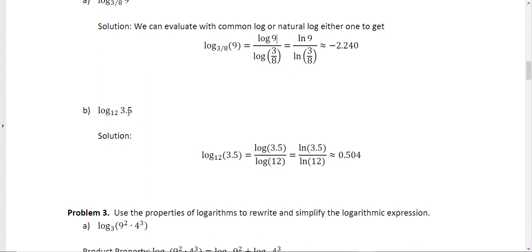Log base 12 of 3.5, remember this is saying what power do I put on 12 in order to get 3.5? Well, I know that 3.5 is smaller than 12, so the power should be definitely less than 1. Let's see, log base 12 of 3.5 is the same as log of 3.5 divided by log of 12. Or we could use the natural logs. You don't have to use both. Choose one. I just show both so you can see that they are the same thing. It's 0.504, which makes sense. Square root of 12 must be between 3 and 4 because 12 is between 9 and 16.